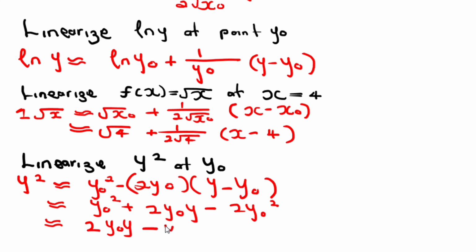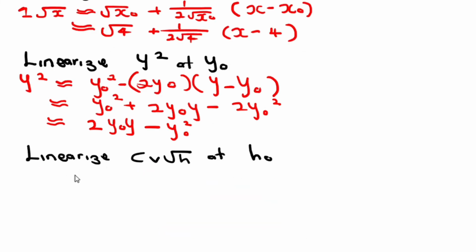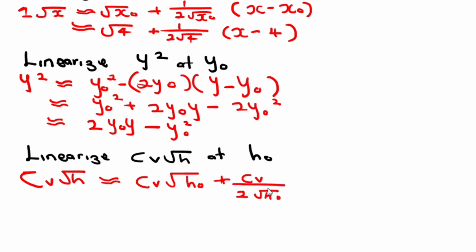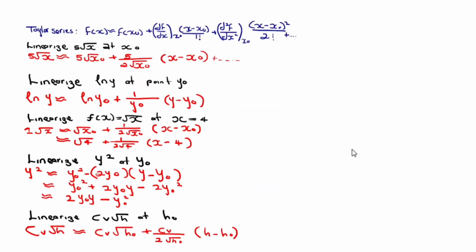Lastly, linearize cv square root of h at h0. You can approximate using the Taylor series for the first two terms, and it should give you cv square root of h0 plus cv over 2 square root h0, times h minus h0.